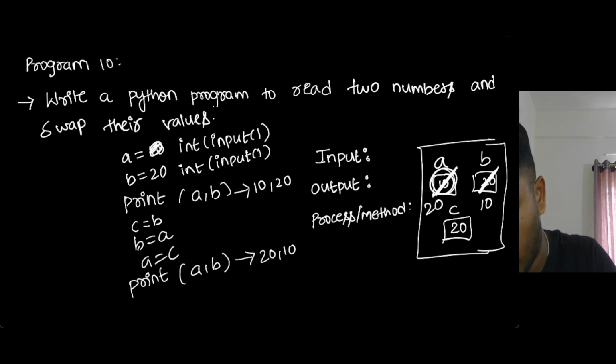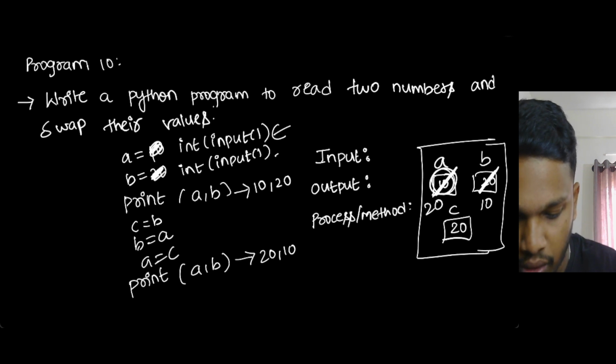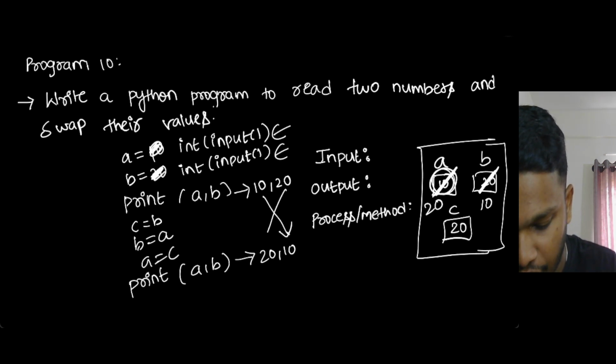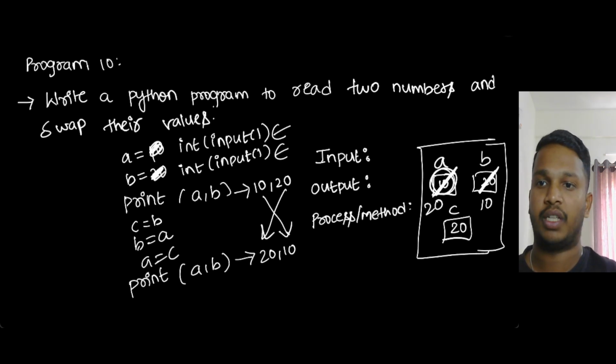Note it: whatever input you give, 10 20 or anything else, the first value and the second value, both values will be changed. So just this is the program.